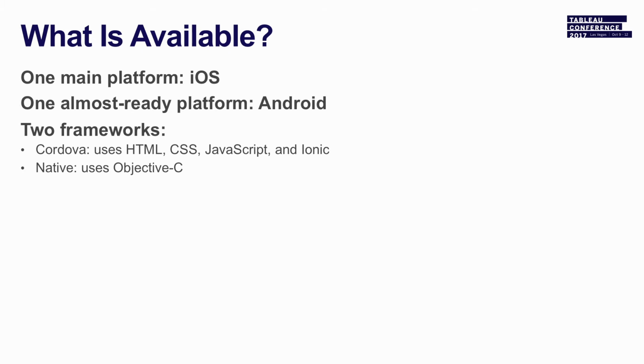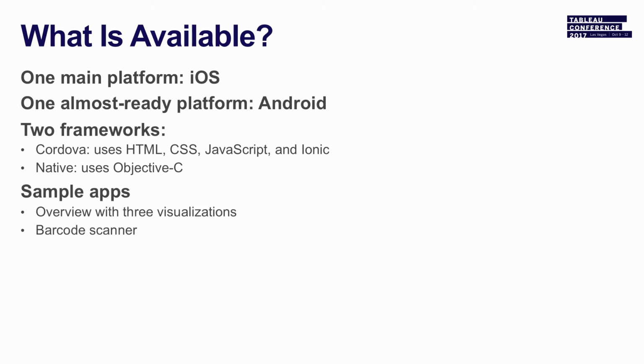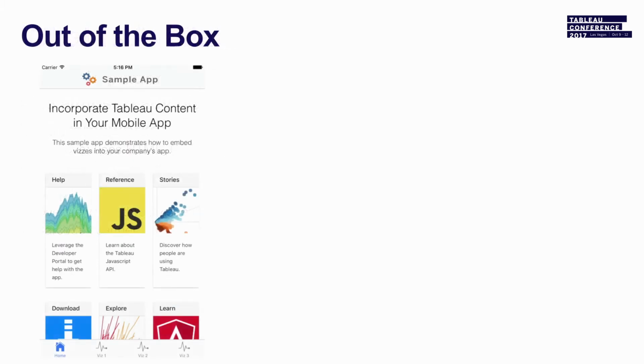And the second framework uses Objective-C, so that works natively on iOS. Cordova tends to be more appealing to that first audience that doesn't have an app, and the native Objective-C version is very natural for a company that already has an iOS app. It includes some sample apps showing example ways you can configure things, and it even includes a barcode scanner to show that technique if that's interesting. Out of the box, it looks like this.